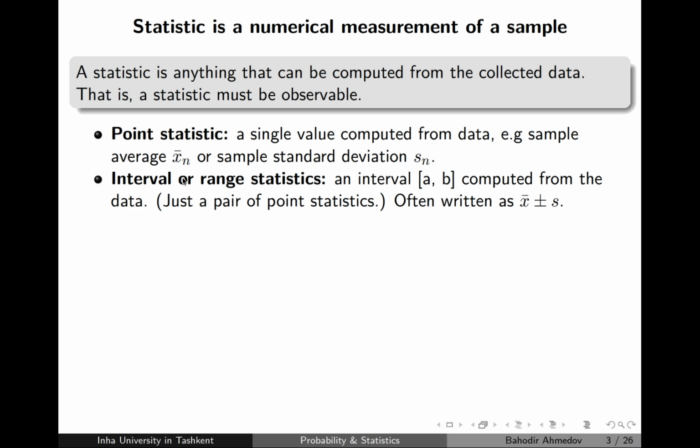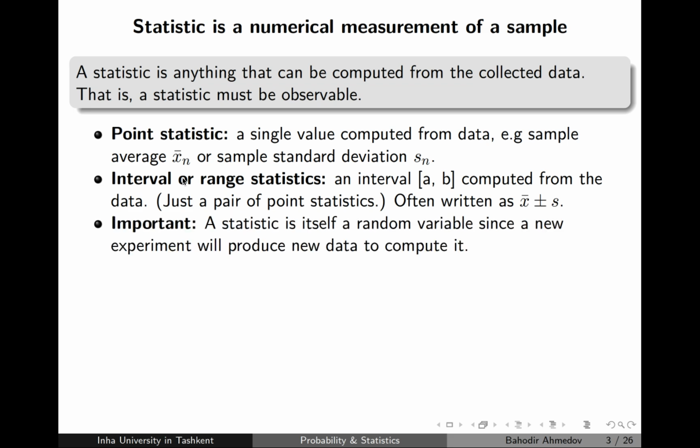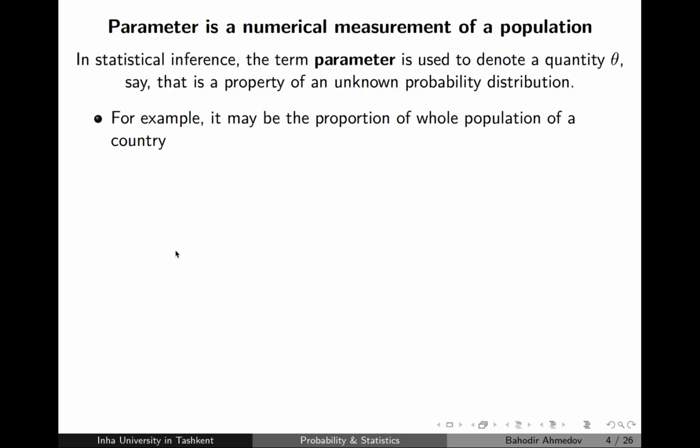Please note that every time we get a new sample, the statistic of the sample is going to be a random variable. So it's important for our next lecture, where we're going to talk about choosing the intervals and the confidence intervals. A parameter is a numerical measurement of the population.